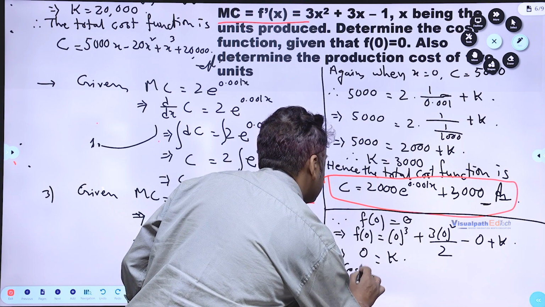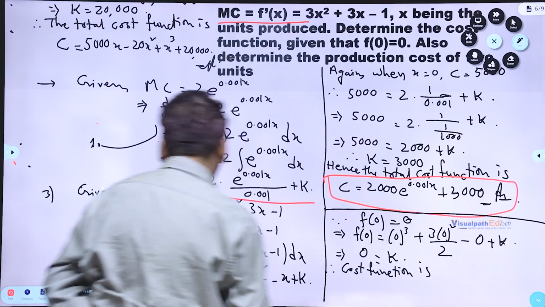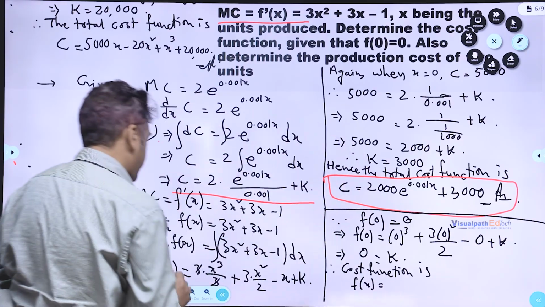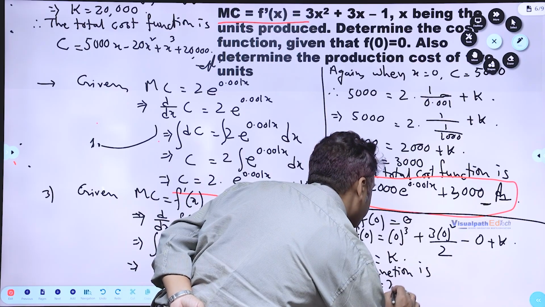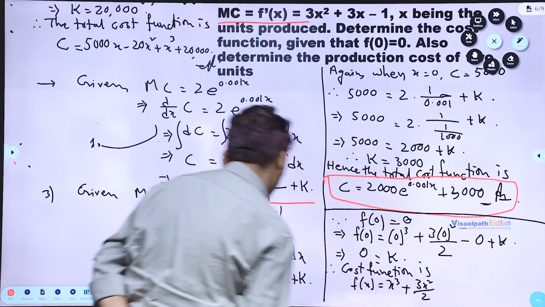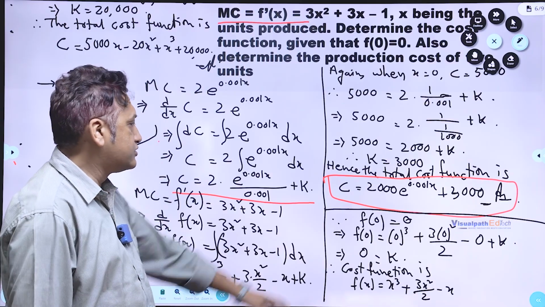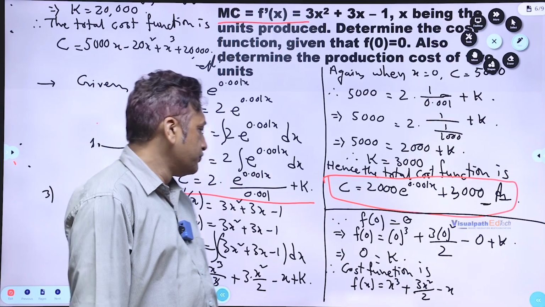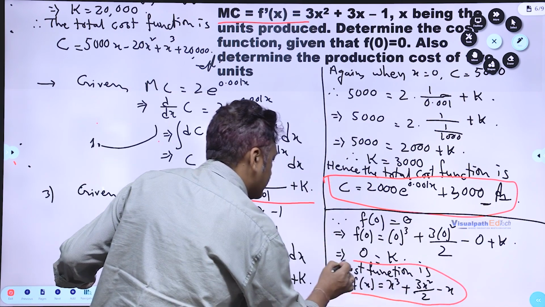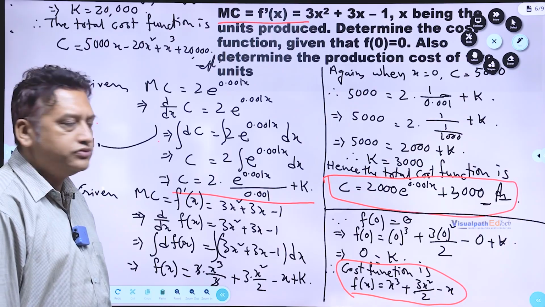Therefore, the cost function is, we can write f(x) is equal to x cube plus 3x squared by 2 minus x. There's no k. There's no need of writing any k because k's value is 0. So it is equal to plus 0. So this is your cost function, your first part of the answer. Cost function is f(x) is equal to x cube plus 3x squared by 2 minus x.